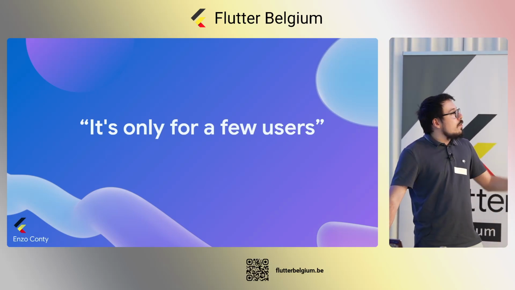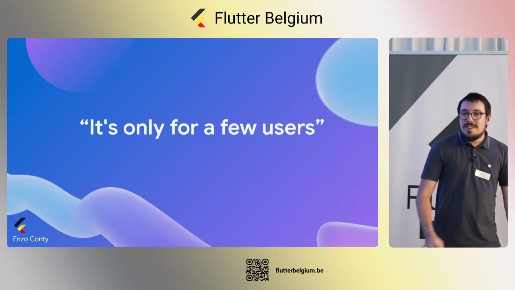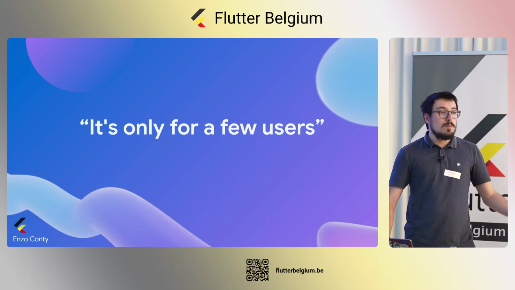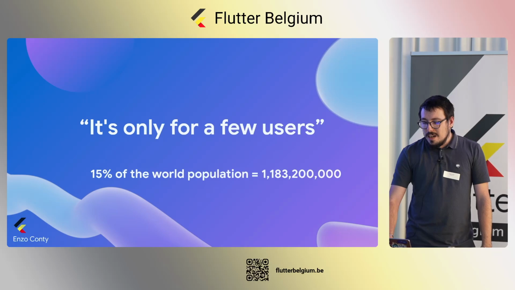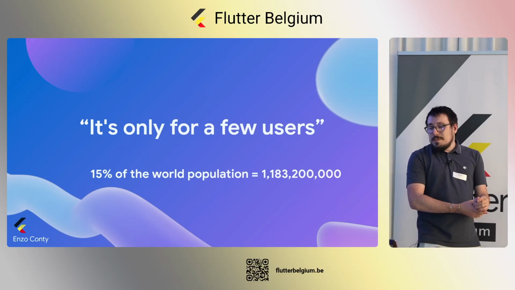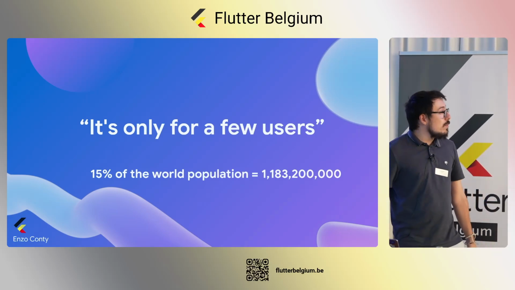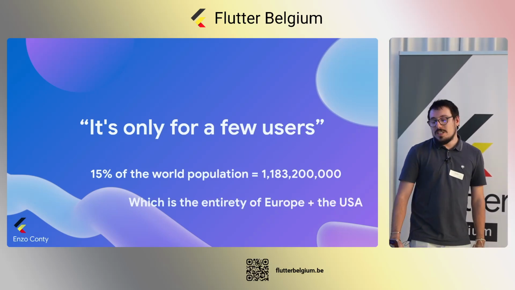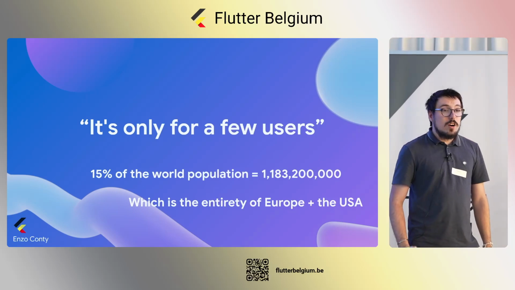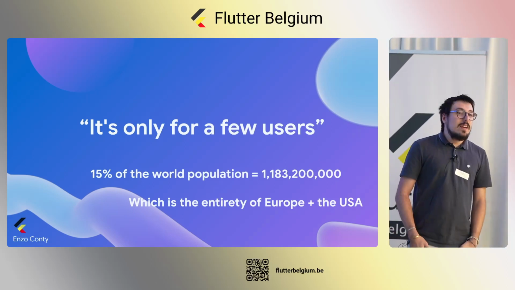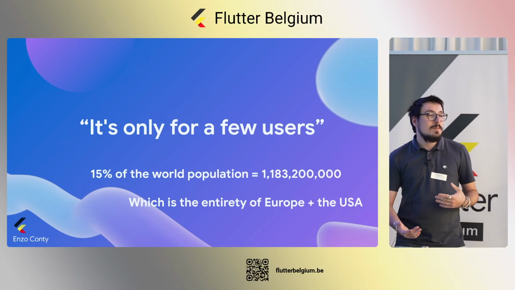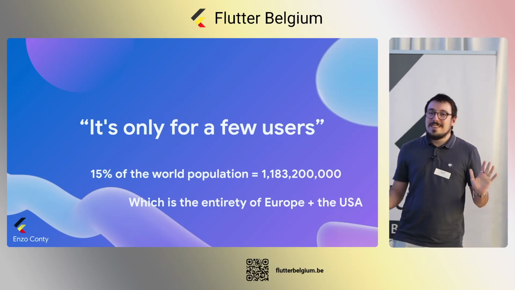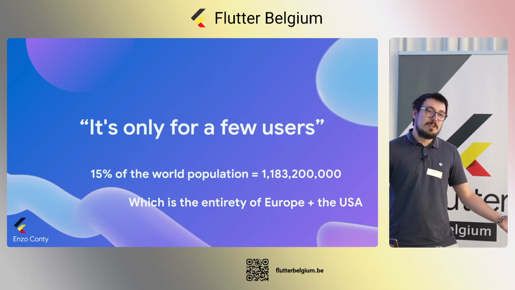The first one is: it's only for a few users. We just saw before that it's around 15% of the global population, which is basically 1,183,200,000 people, which is quite a lot. It's actually more than Europe and the US combined. So if you ever think, I shouldn't care about accessibility because my app only has 100 users, maybe it's time to check out accessibility. Maybe you can grab some users like this.